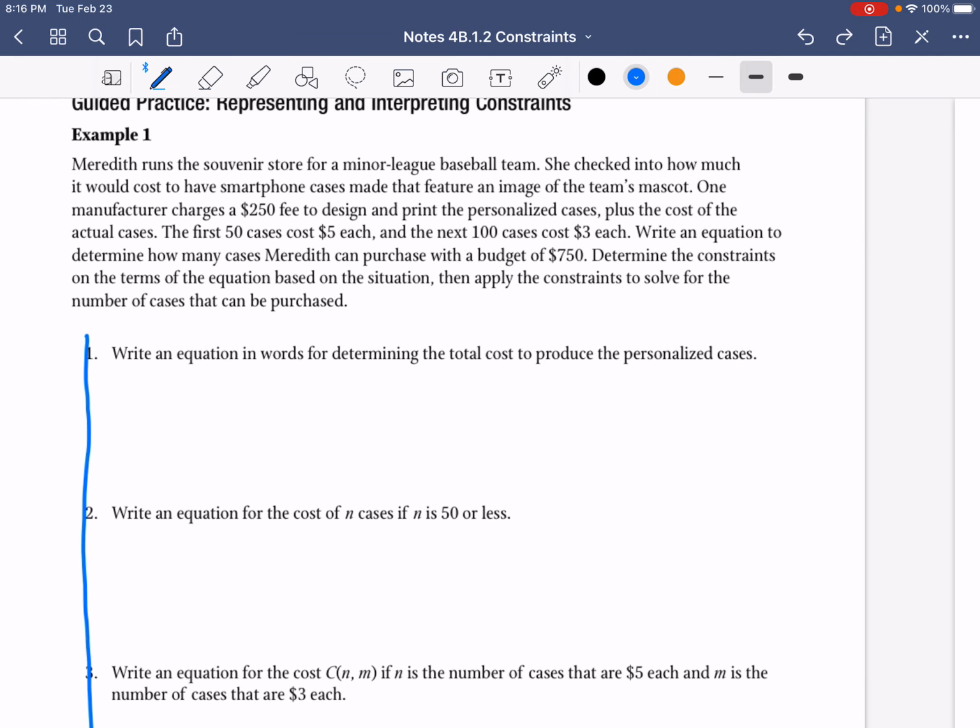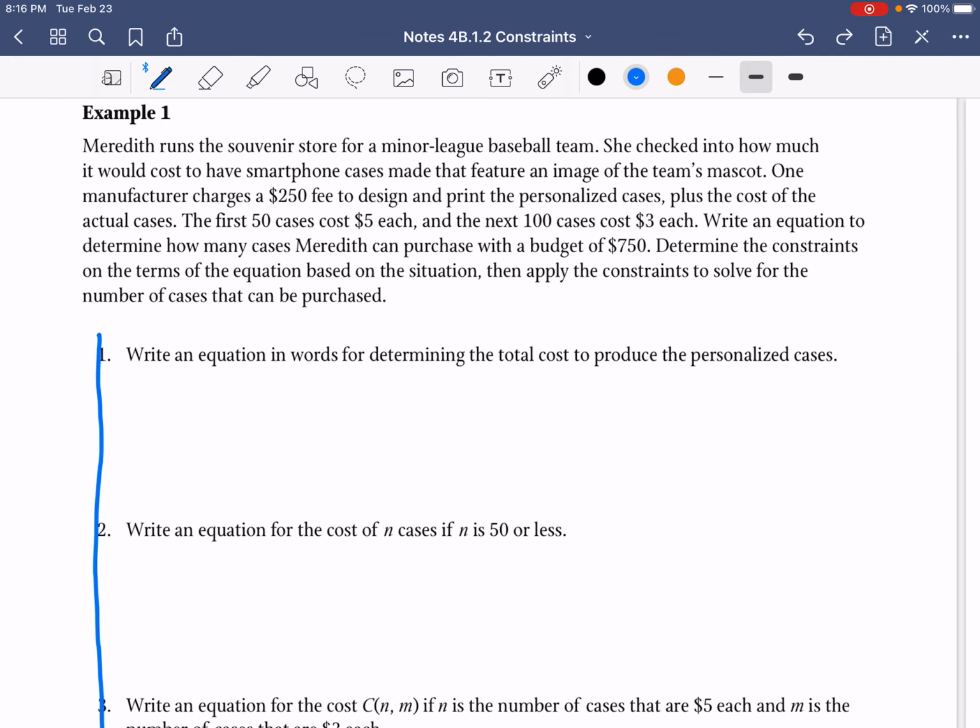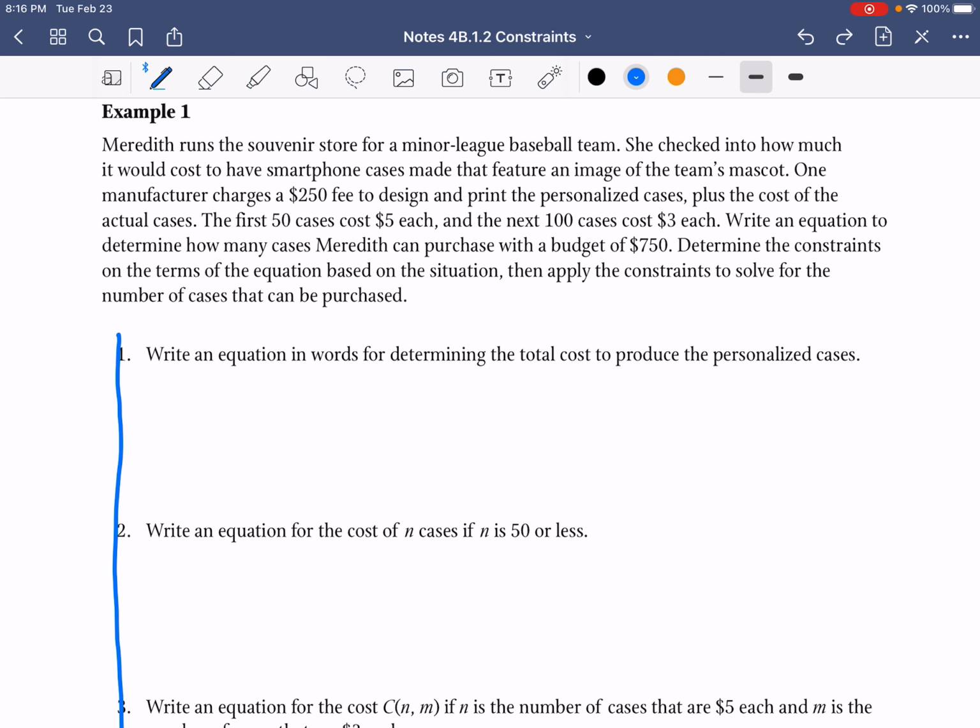So the first thing, it says write an equation in words, but that's not something you're going to write down every single time, but you can kind of think about it in your head. It says that there's a $250 fee to design. That's a flat fee, so that's like your y-intercept. There's nothing attached to it.